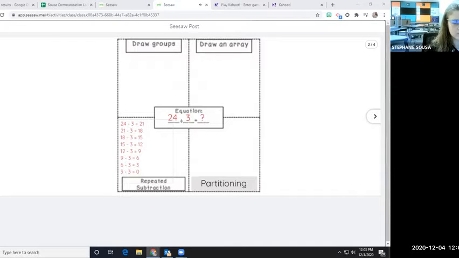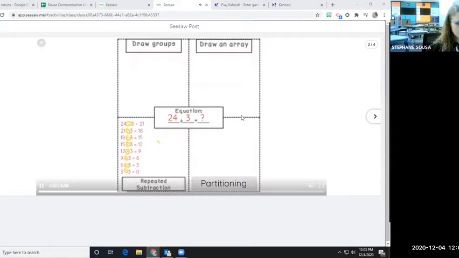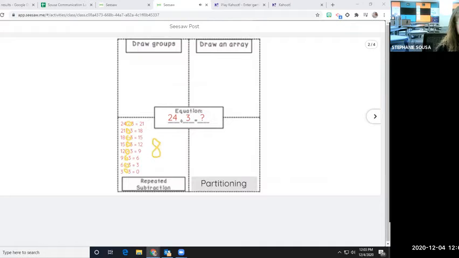When we look at these repeated subtraction equations, we will count how many times we were able to subtract. 1, 2, 3, 4, 5, 6, 7, 8. I was able to create 8 groups of 3. So according to repeated subtraction, my quotient to 24 divided by 3 would be 8. Then we moved on to learning about equal groups.